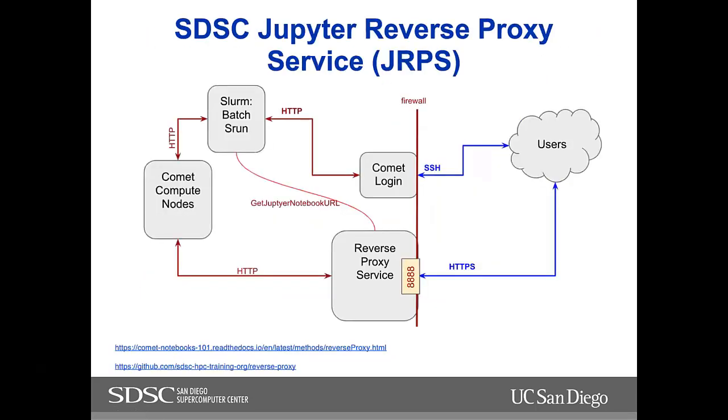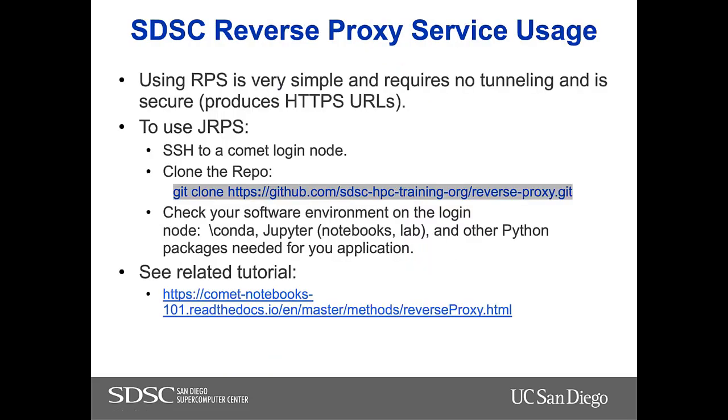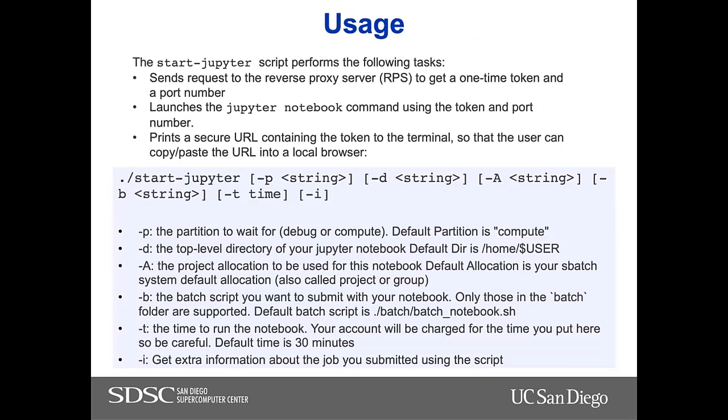So what's more secure is what we've architected, called the reverse proxy service. So you log in to Comet and you run a script, and the script will go and submit a request to the batch queue, grab an interactive node for you, launch your Jupyter service, either notebook or lab, and communicate with a reverse proxy service. And what you get back is an HTTPS connection. So everything you do is encrypted. That's just basically repeating what's in that diagram.